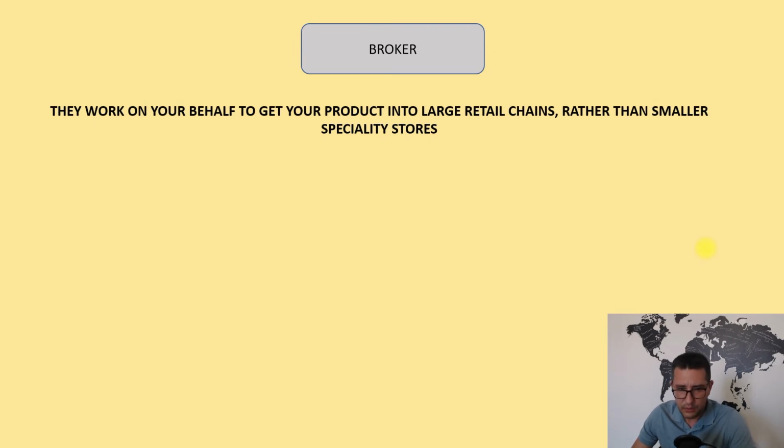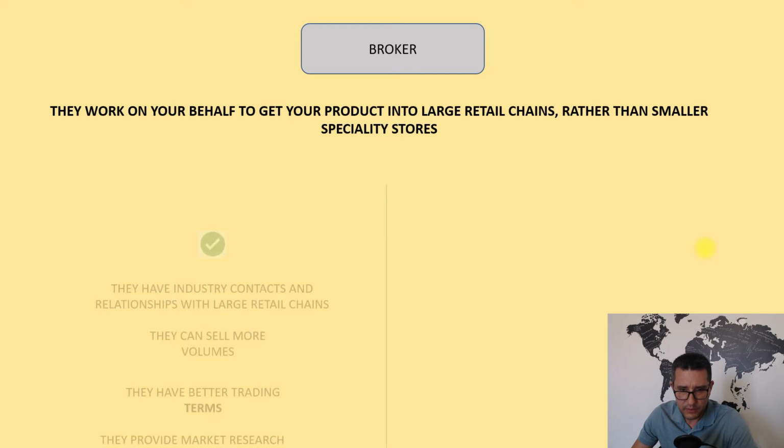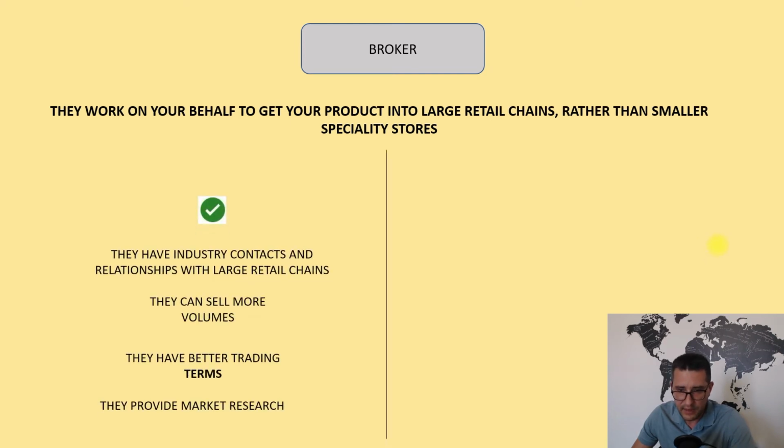And if you choose to work with the broker, a couple of pros are they have industry contacts and relationships with large retail chains from that particular market. They can sell large volumes, they have better trading terms, they can negotiate for promotional displays and shelf opportunities with the retailers. They can provide some market research.